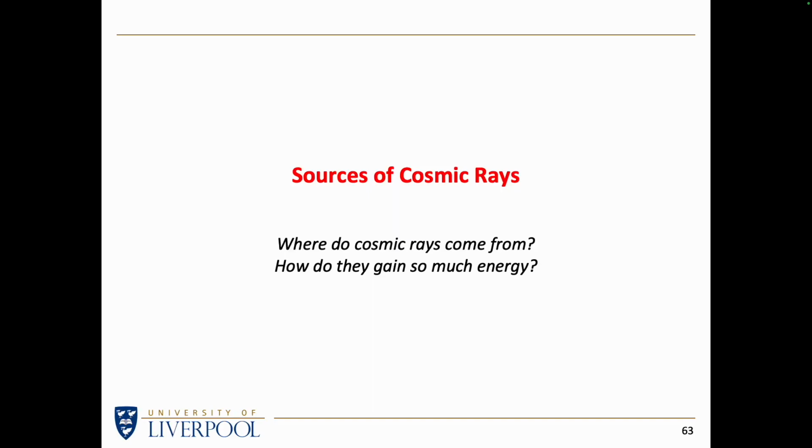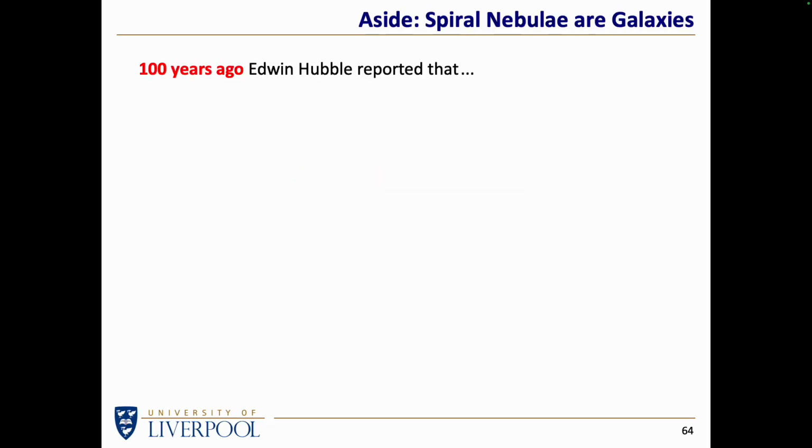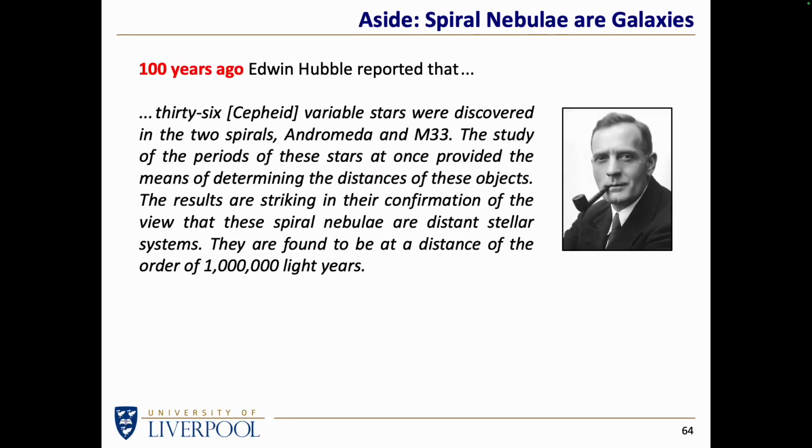And that brings us to the final point, which is where do cosmic rays come from and how do they gain so much energy? Just as a very quick aside, can we remind ourselves that Hubble, 100 years ago in 1924, came to the conclusion that if you look at variable stars, maybe they do have their use, you can confirm that the spiral nebulae that were thought to be possibly in the Milky Way are actually galaxies in their own right. They are found to be at a distance of order millions of light years, not thousands of light years. So this was first published in 1924. It'll soon be its 100th anniversary, if you like.